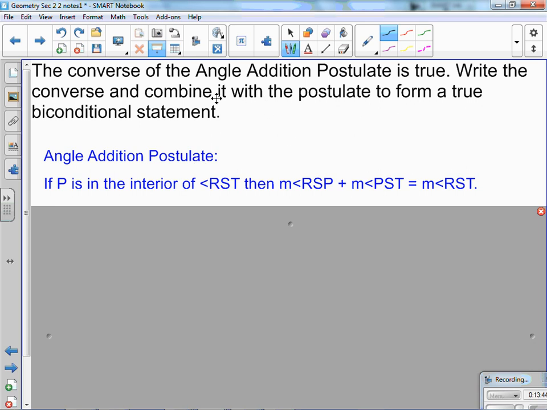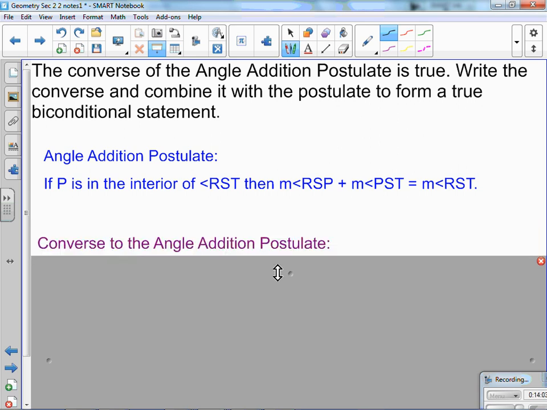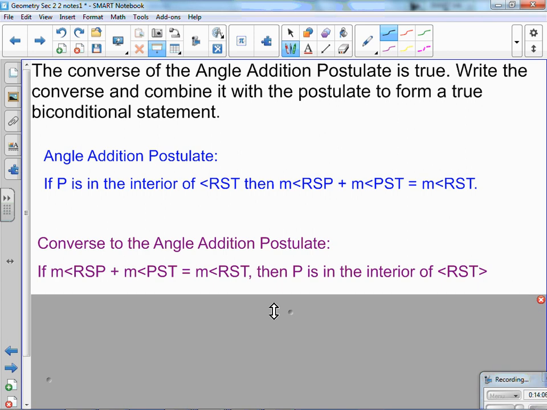Wants us to write the converse. So the converse is going to take the then part, move it to the if part, and the if part, move to the then part, or the hypothesis and conclusion are going to switch places. So our converse to the angle addition postulate is going to look like this. If the measure of angle RSP plus the measure of angle PST equals the measure of angle RST, then P is in the interior of angle RST. So here's our conditional. The original postulate is our conditional. The converse here.